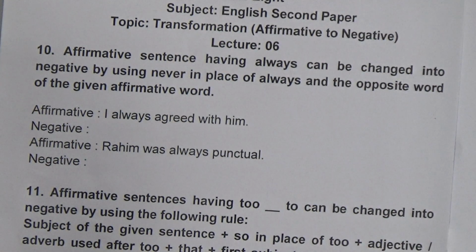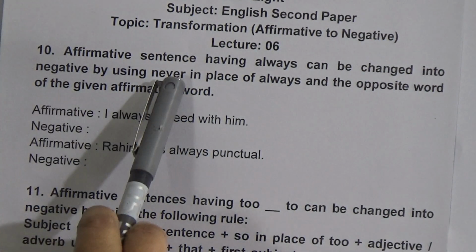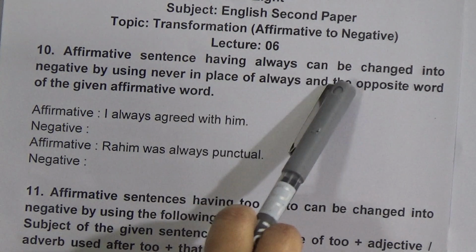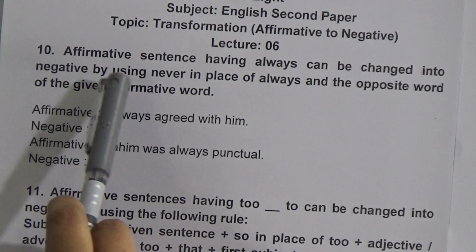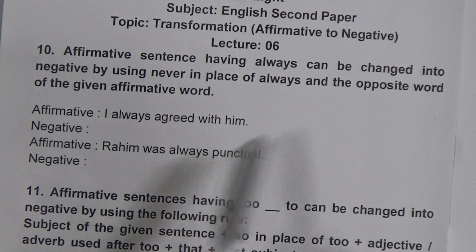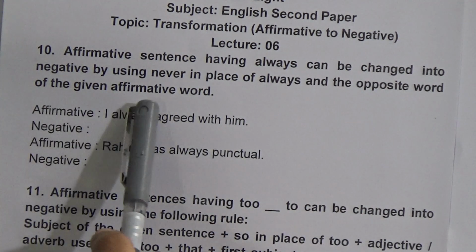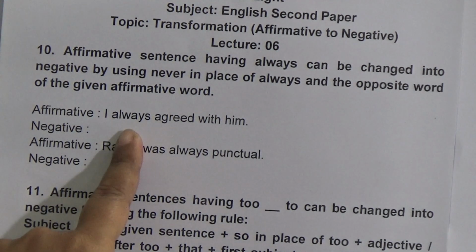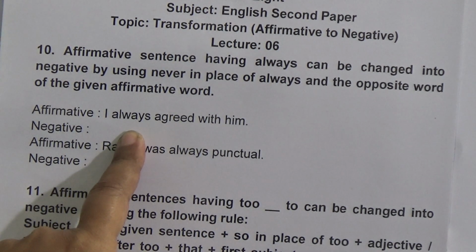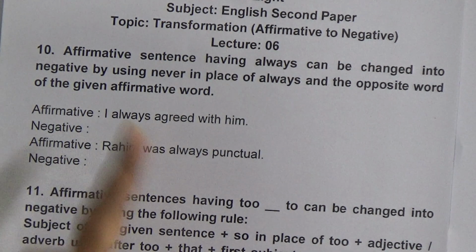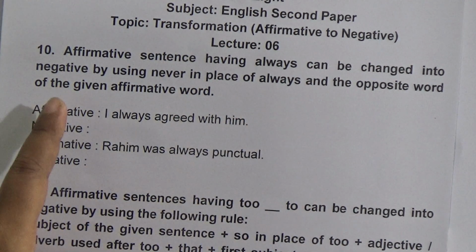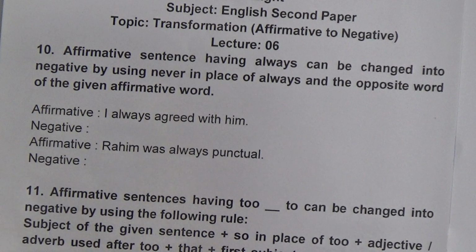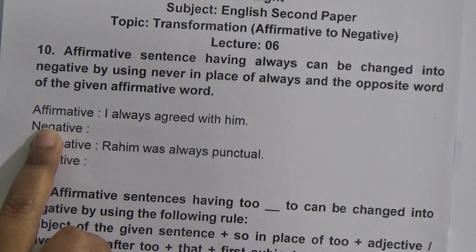So, now look, an affirmative sentence having always can be changed into negative by using never in place of always and the opposite word of the given affirmative word. So, you will use never in place of always and then you will use the opposite word of the given affirmative word. So, now look at the first example.